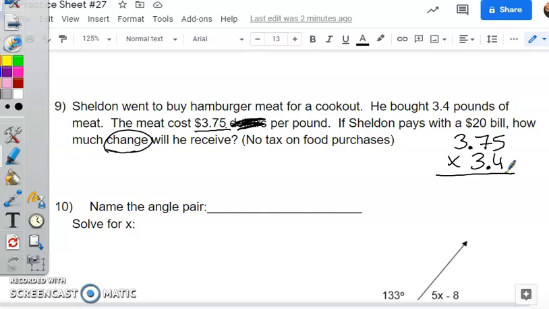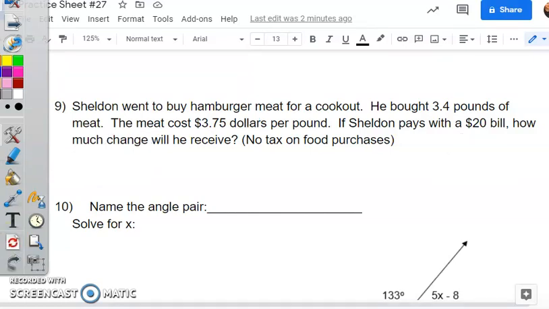Once I get that, that will give me the cost, and then I can subtract from $20 to get the change. I had a lot of people confused on that. And it wasn't arithmetic errors, it was they just did not know what to do. So we're going to try to make sure we get this correct.